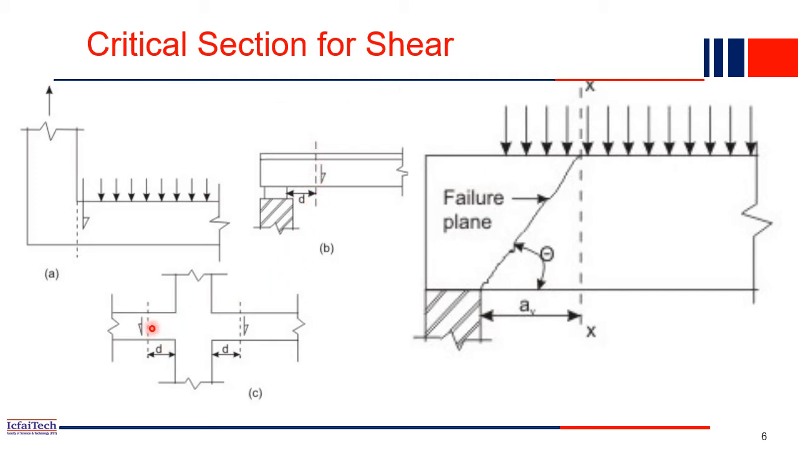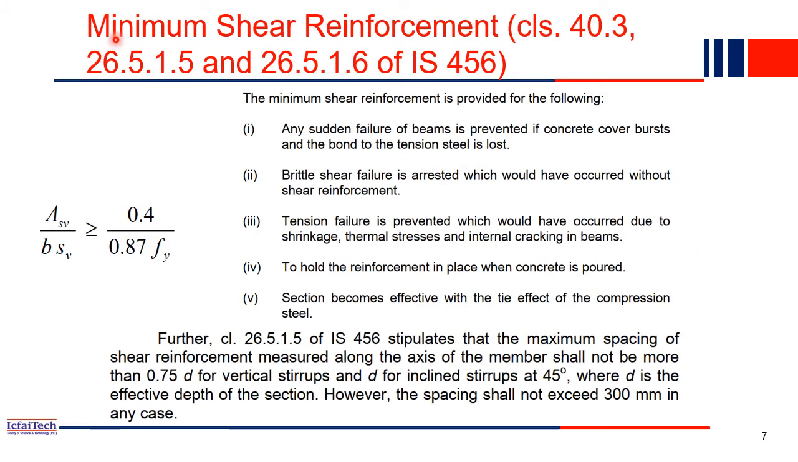Even on both sides, the critical section will be from the edge of the column to a distance d, the depth of the beam. There you will always find the critical section. Now we understood the critical section also. The code specifies the minimum shear reinforcement. Just like in reinforced sections, the code has restricted the reinforcement: there is some minimum bar and always a maximum range for the longitudinal reinforcement. Similarly, for shear reinforcement we always have to provide the minimum shear reinforcement.